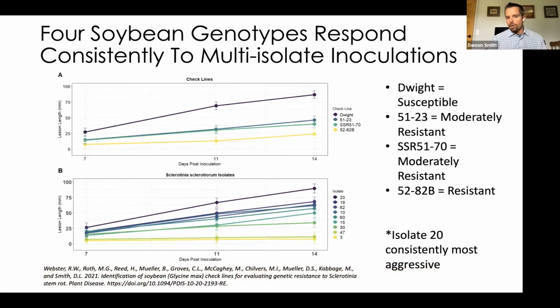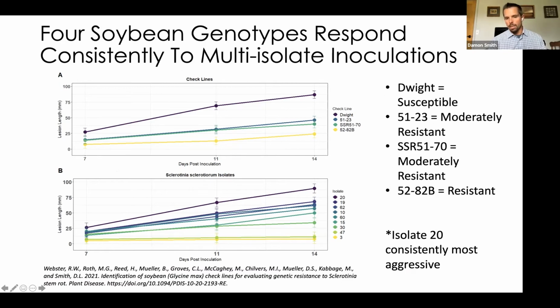And we also know that various varieties respond differently. So this is some of our latest work. We're actually trying to pull out a set of check lines so that we can then score commercial varieties and then bin them as resistant, moderately resistant, or susceptible. So something like Dwight here would, if things look similar in terms of lesion length increase here, then we'd bin that as susceptible.